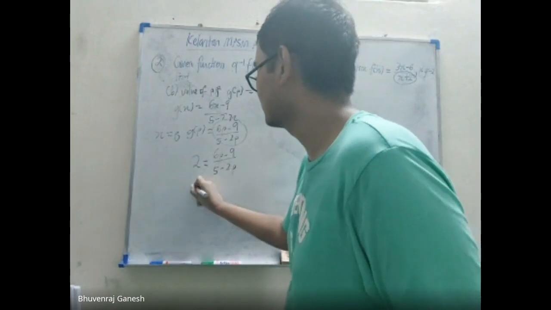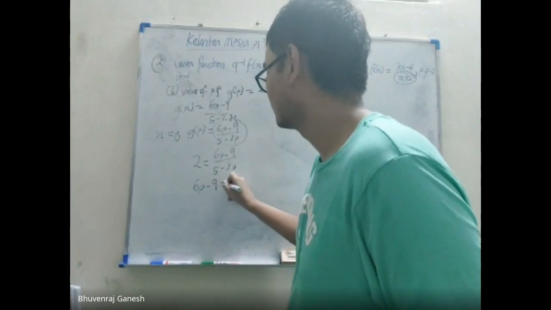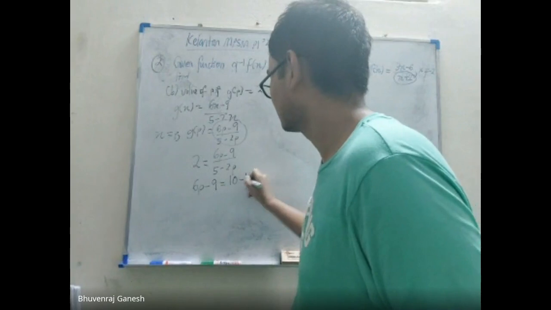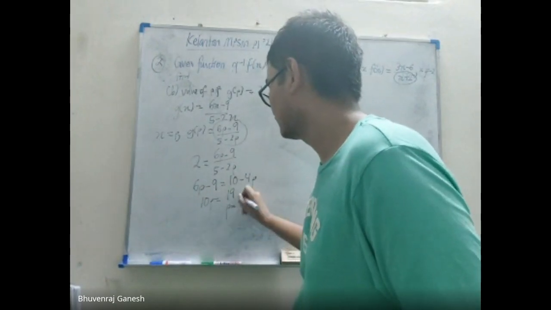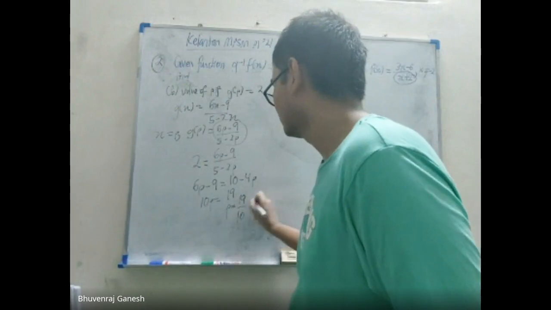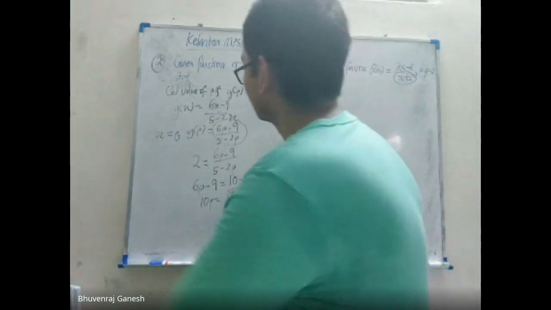So when you shift here and there, you will find your P. Make sure you cross multiply as well. 10P is 19, P is 19 over 10. Done. That's your answer. 2 marks only, this one.